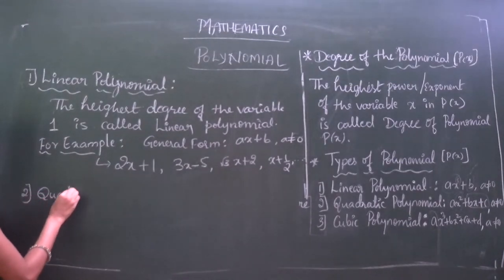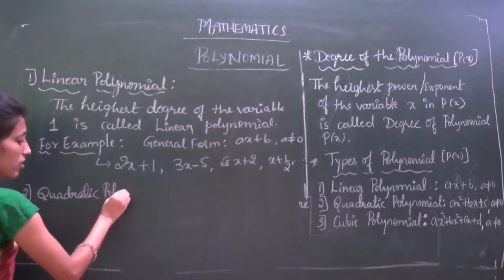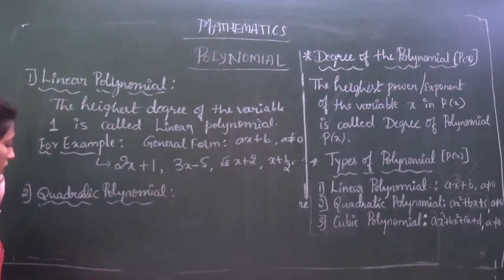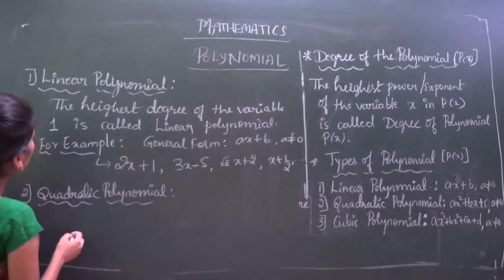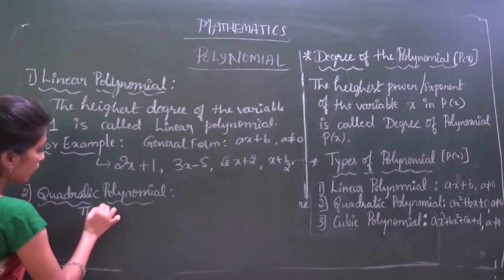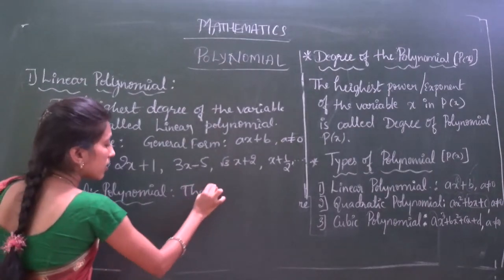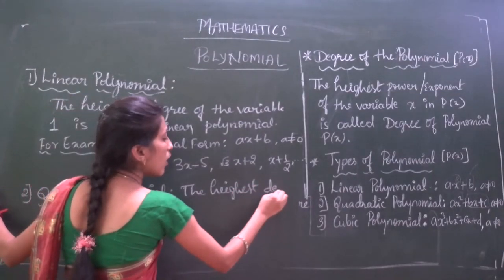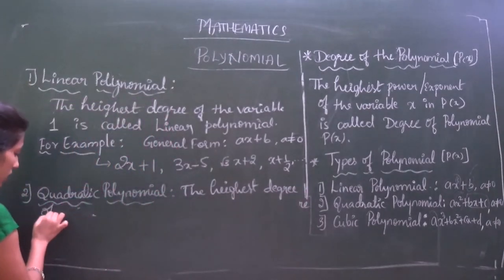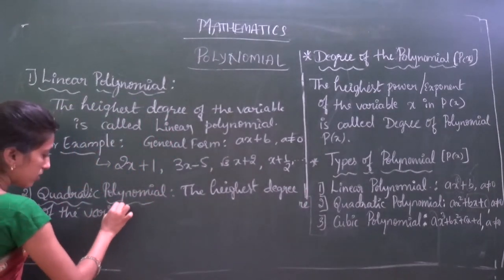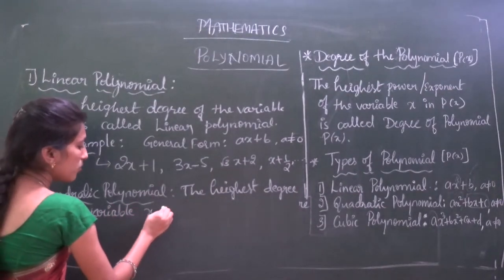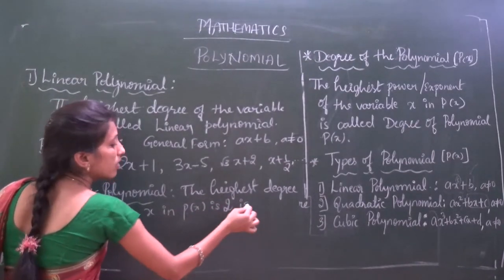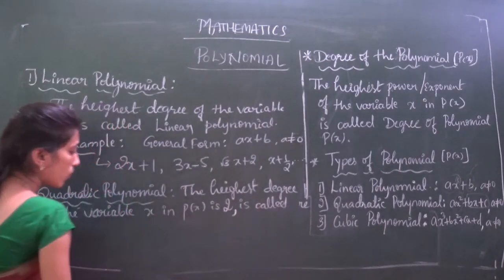Quadratic polynomial. I hope you are writing. See, when I am writing the statement, I hope you already wrote the exact definition of that. So let's move. The highest degree of the variable x in P of x is 2, is called quadratic polynomial.